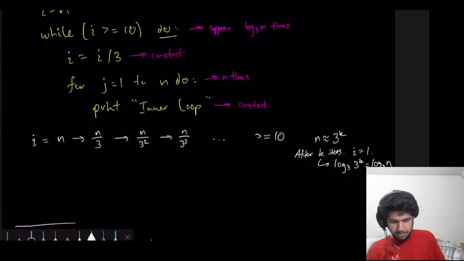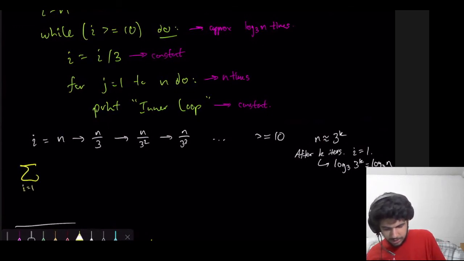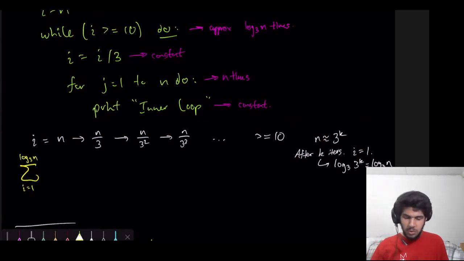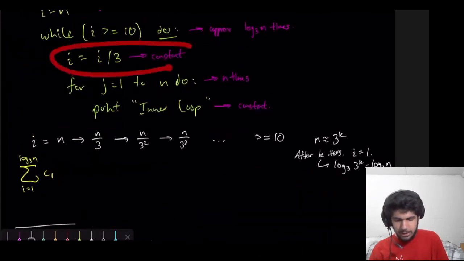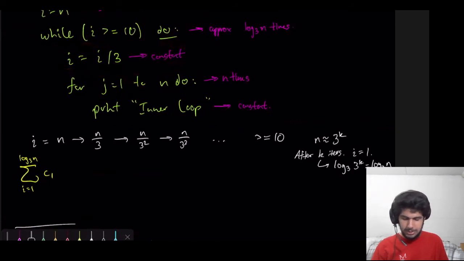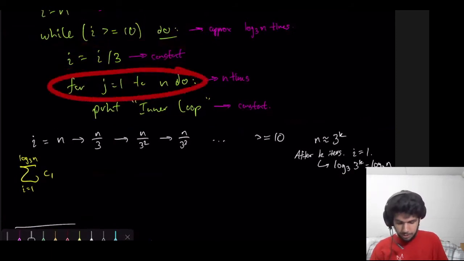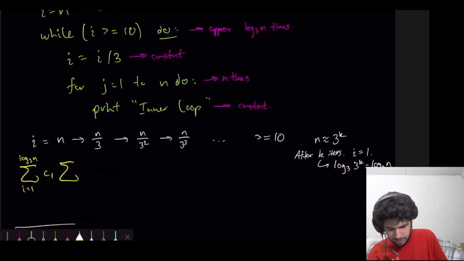So now we can create our summations. So the outer loop goes from I equals 1 to log base 3 of n, because that's how many times it runs. Within that, we have a constant statement. This line here takes constant time, so I'll just denote that with a C1. Then we have another for loop, so we need another summation here. J goes from 1 to n, and within that we have another constant, so that would be C2.